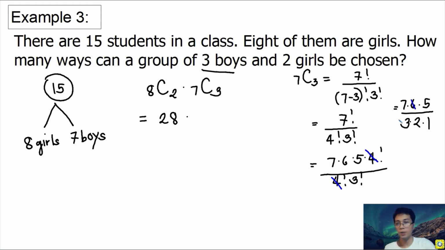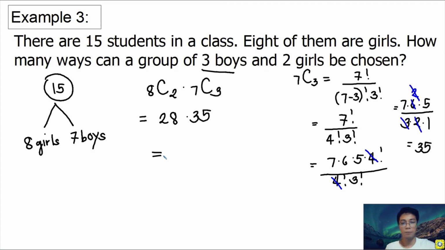Cancel po si 6 at saka si 3. So, may matitira kang 2. So, si 2, pwede mong i-cancel pa ulit dun sa 2. Yan. So, ang natira natin ay 7 tsaka 5. So, the answer there is 35. So, meaning 7 chosen 3, that's equal to 35.